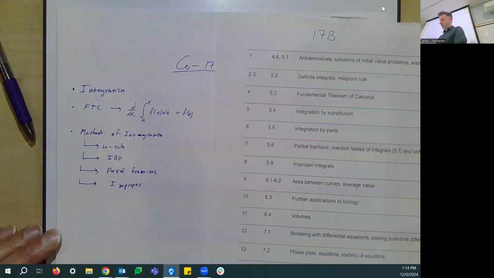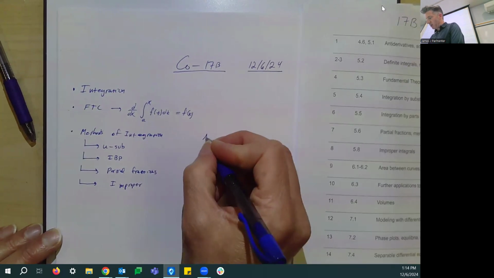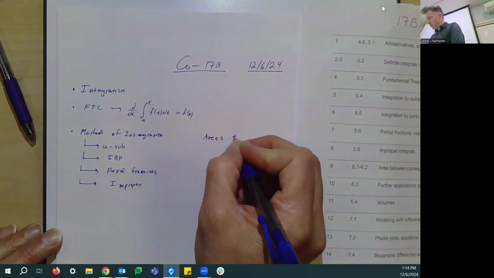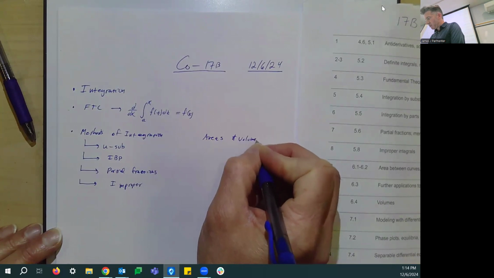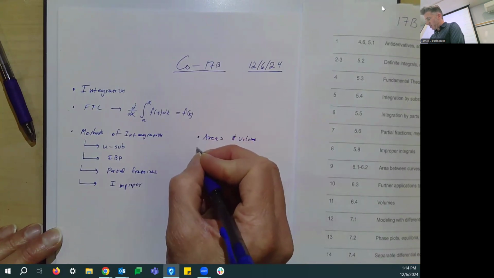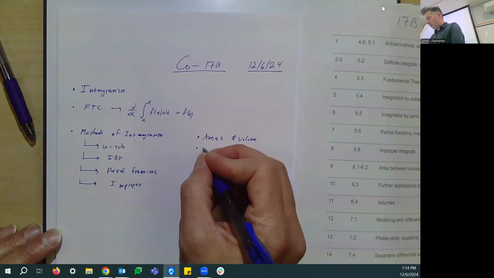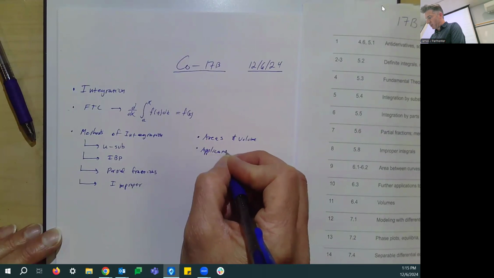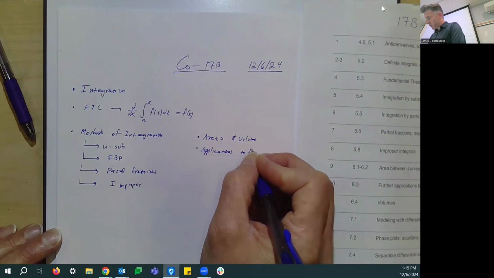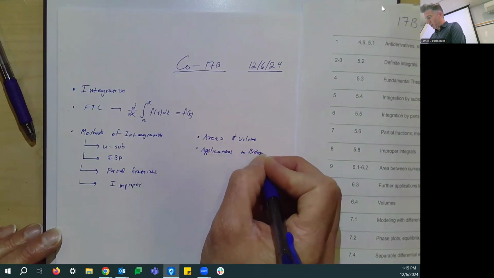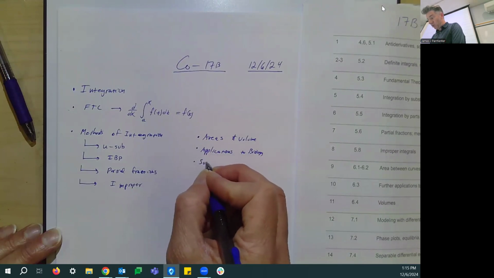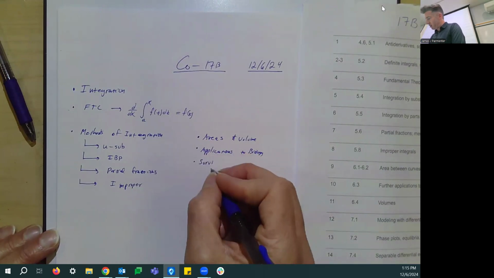Then we have the more physical stuff: area and volume, modeling, and the so-called applications to biology. That's always a fun one. I just thought of something. I think this is also where we have survival and renewal. Do you guys remember that? Yeah, okay.